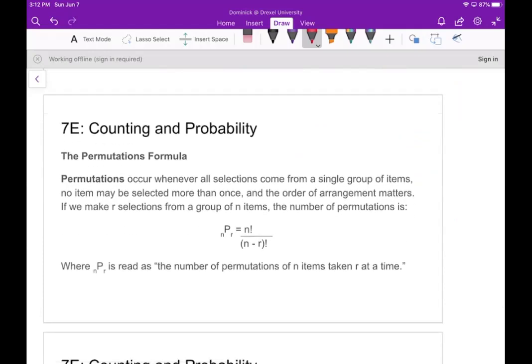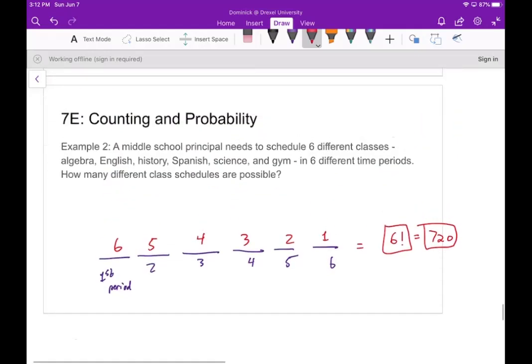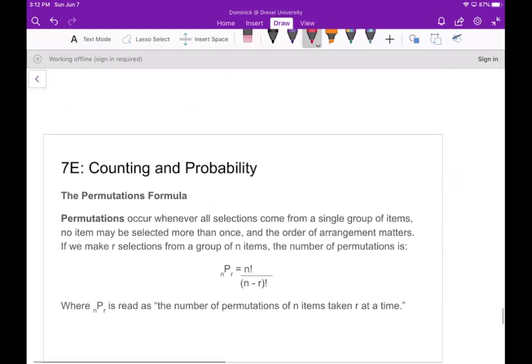Okay. Now, we can also look at permutations when we select selections from a single group of items and we only want to select some of them, right? In this last example, we had to select all of them, so we just use the factorial. Now, again, you're going to have a permutation when all selections are coming from one group of items. No item may be taken more than once, and the order of the arrangement matters.